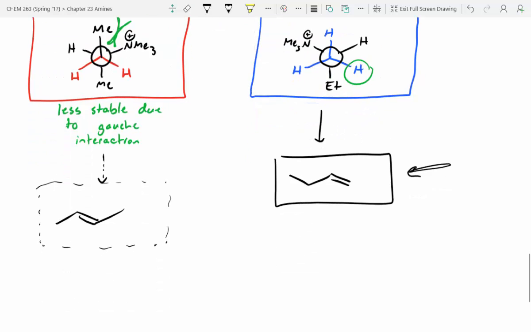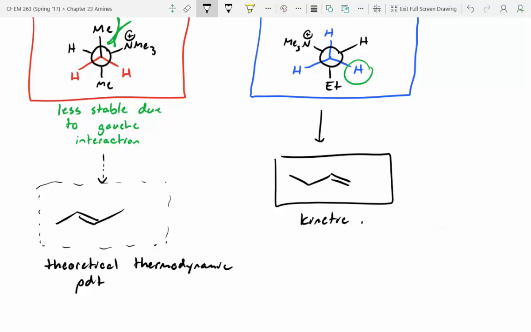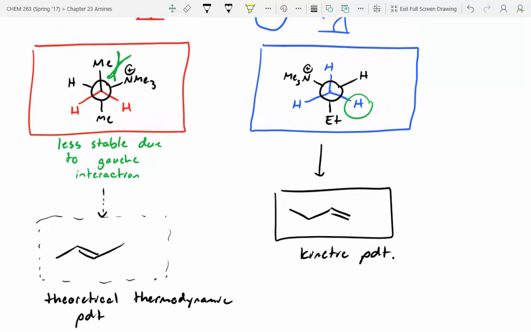So this one is our theoretical thermodynamic product, where the one on the right is our kinetic product. It's a kinetic product because it's a more accessible product. It's got the lower activation energy required to get there.